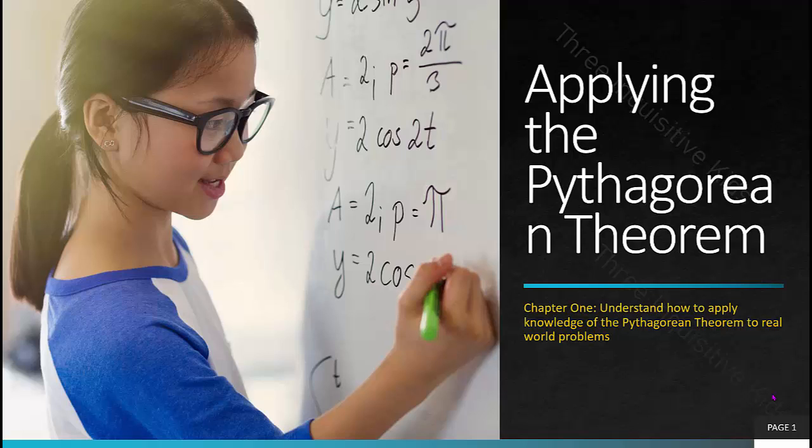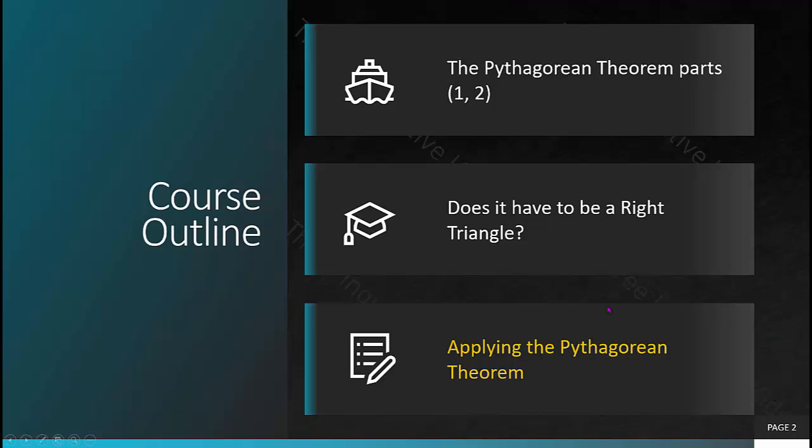Here we are at the last lesson of Chapter 1, applying the Pythagorean Theorem. Understand how to apply knowledge of the Pythagorean Theorem to real-world problems. So after all of those understanding, learning, proving of the Pythagorean Theorem, we're finally going to apply it to real-world problems. And that's going to be very exciting, so let's go.